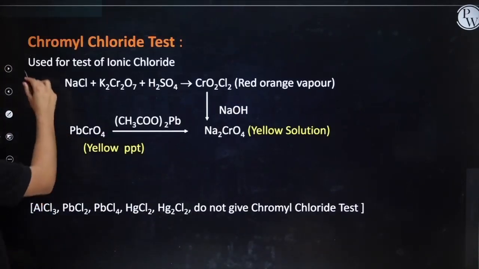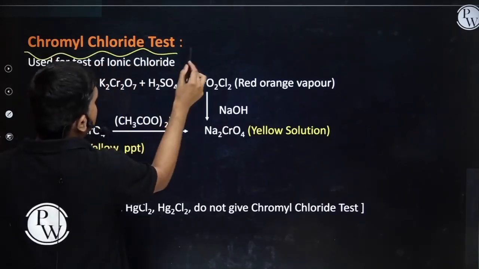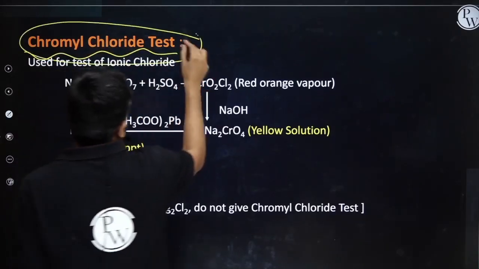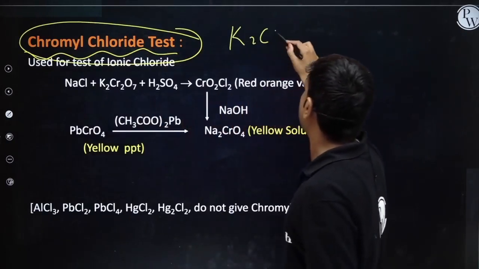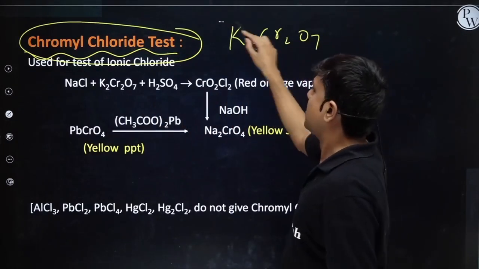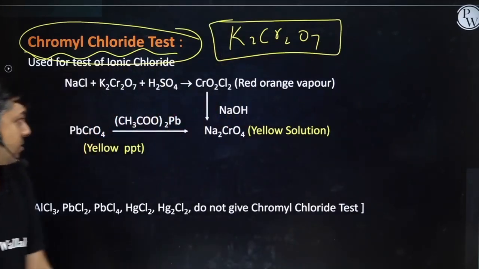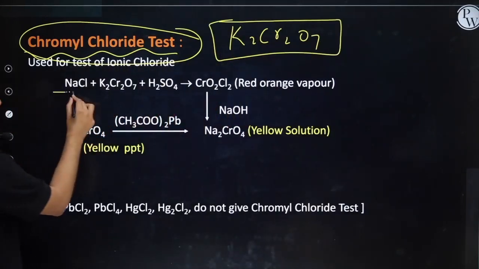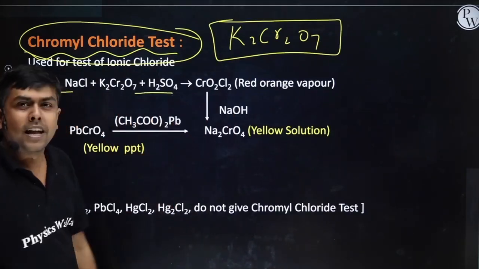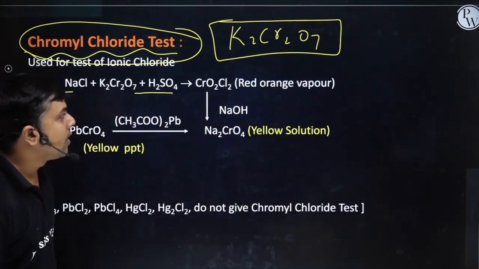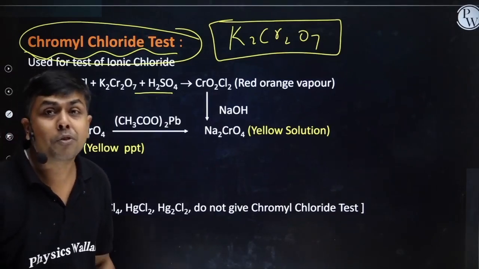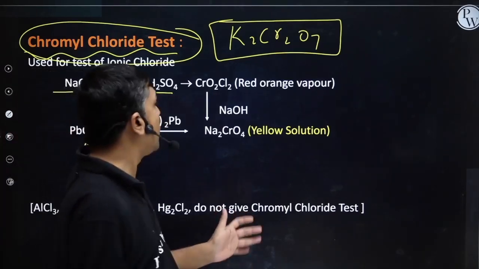Student, now we are going to discuss one of the most important tests related to potassium dichromate, K2Cr2O7. Whenever this potassium dichromate is treated with NaCl in the presence of acid H2SO4, we get a red-orange vapor of chromyl chloride, CrO2Cl2.